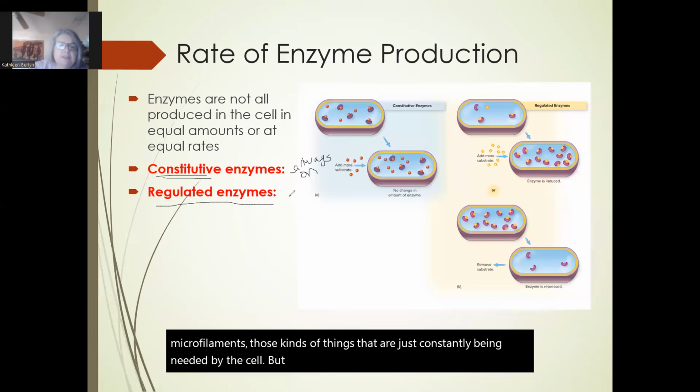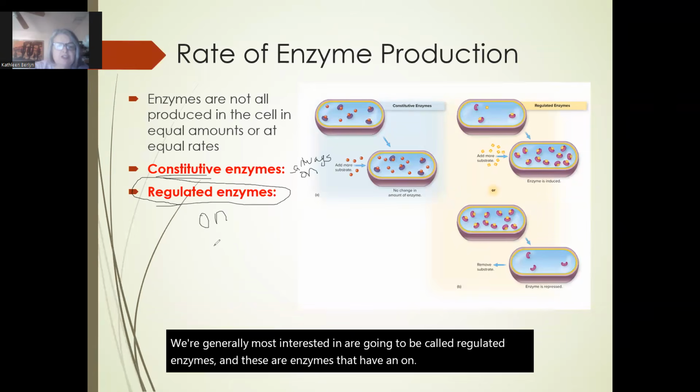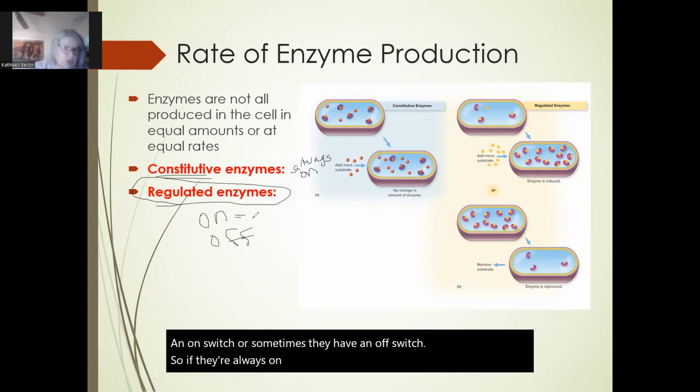But most enzymes, or a big majority of them, and the ones that we're generally most interested in, are going to be called regulated enzymes. These are enzymes that have an on switch, or sometimes they have an off switch. If they're usually off, that's their normal state, but they have an on switch, we call those inducible.